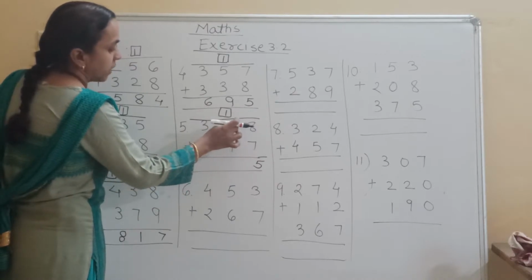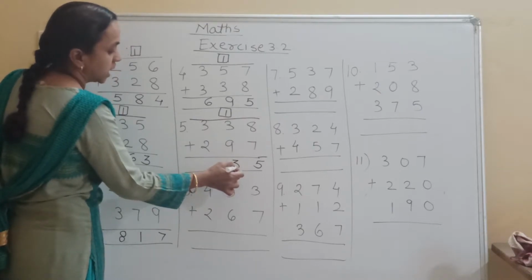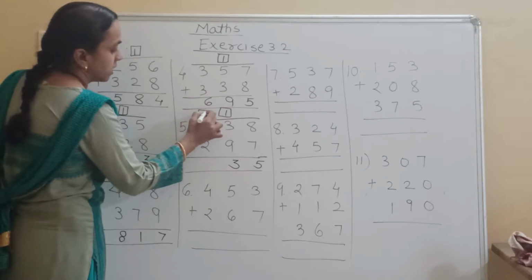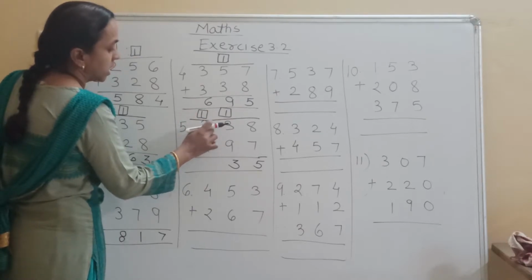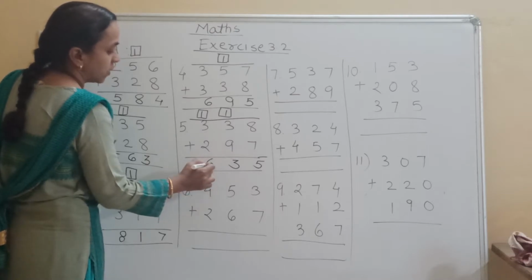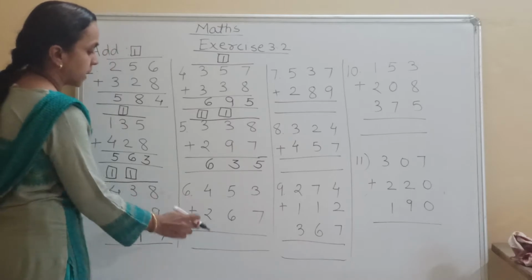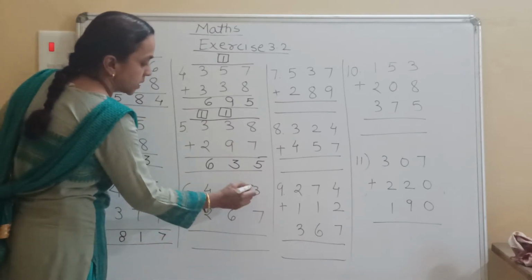9 plus 3, 12. 12 plus 1, 13. So write down 3 here, carry is 1. So write down carry 1 here. 3 plus 1, 4. 4 plus 2, 6. What is the answer? 635.